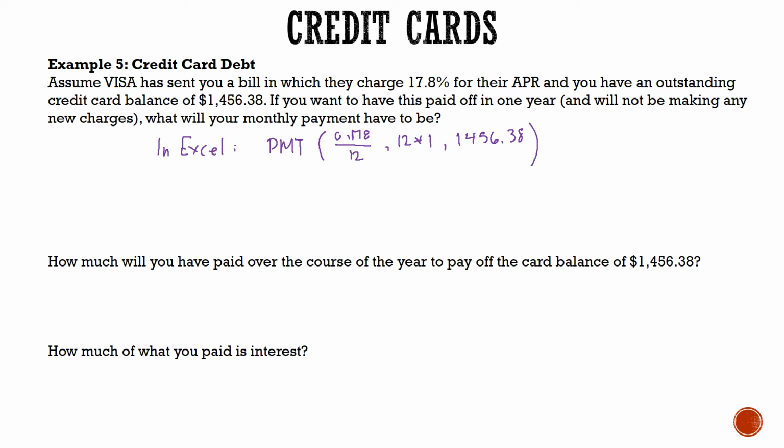$1,456.38. Now there's one last slot in the arguments for PMT, remember, and that's future value. But that we use when we're doing our savings payments as opposed to our loan payments. So plugging that into Excel, we get a payment amount of $133.38 as a payment. So that's our monthly payment.